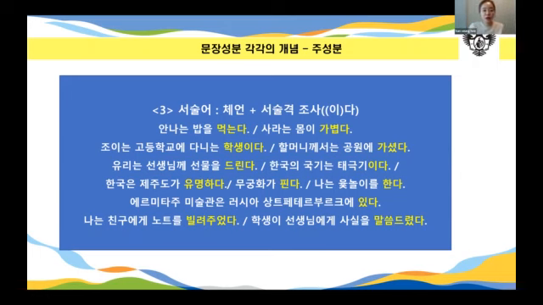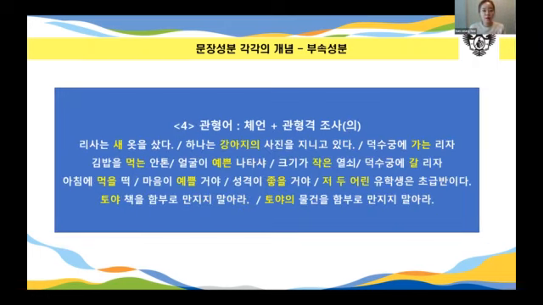Let's move on to the next page. From this page, it's about subcomponents. Number 4, adnominal, 관형어. Adnominal is formed by combining noun plus adnominal particles. 의. It's only adnominal particles, right? I said before that when 은/는, 을, 던 is added in front of 체언, it's usually an adnominal. Remember?